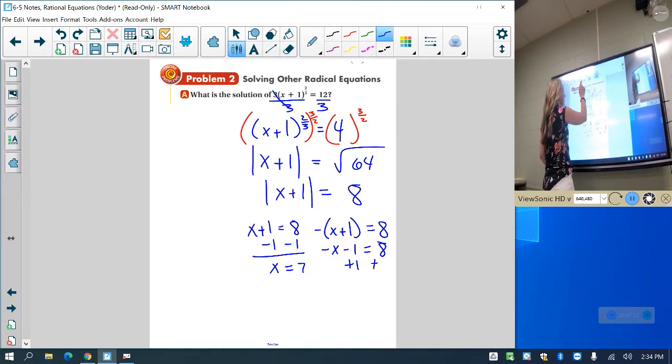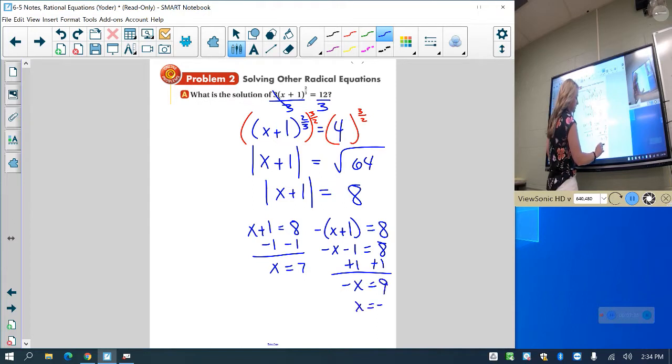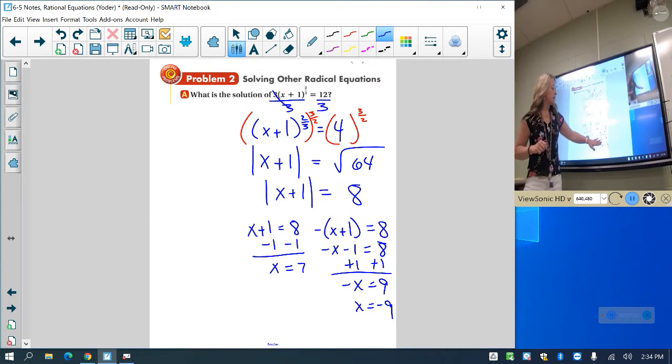Getting ahead of myself. So x equals negative 9. Now remember, once we have our two solutions, we have to go ahead and check and make sure we don't have an extraneous solution. Let's go ahead and do that.